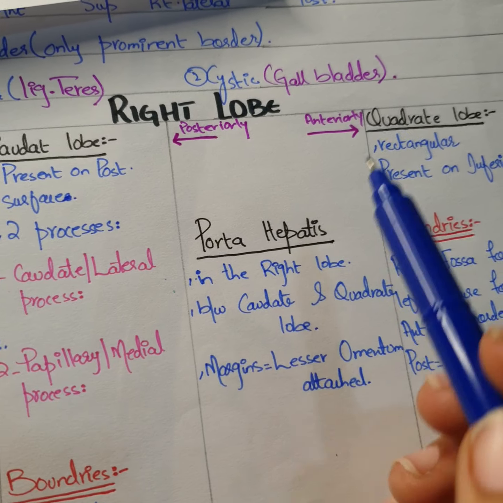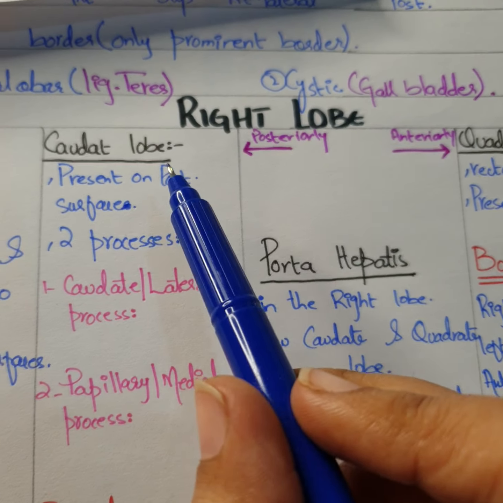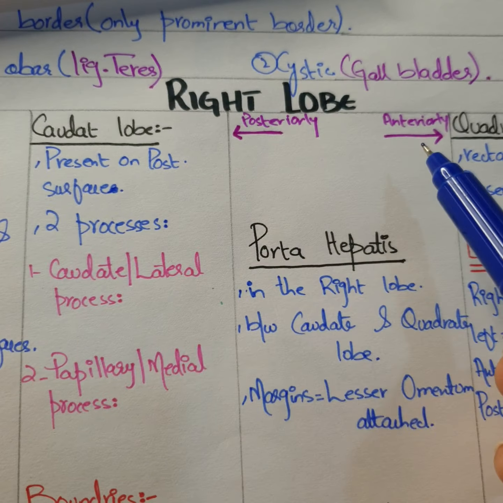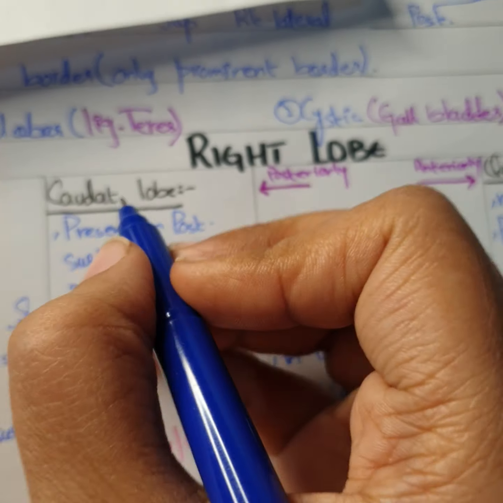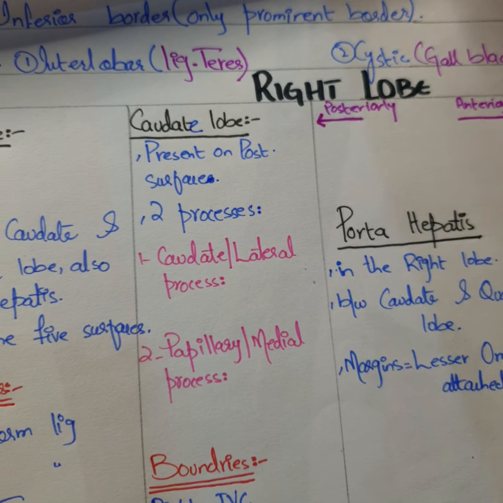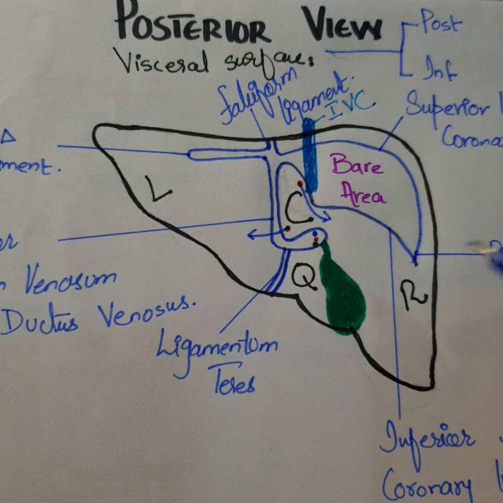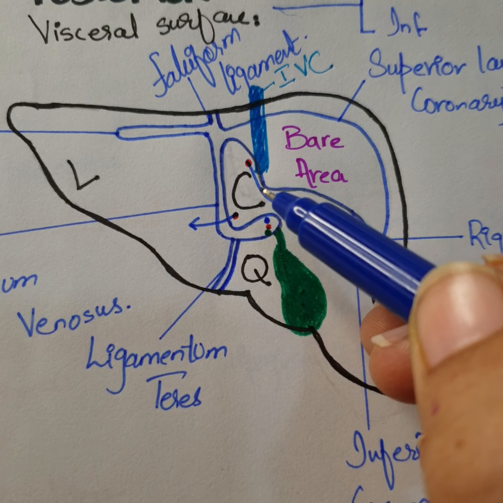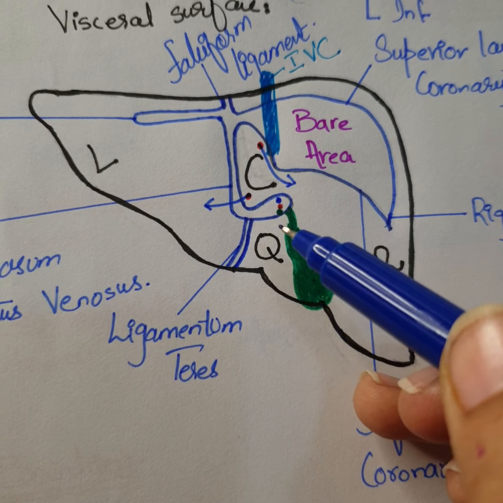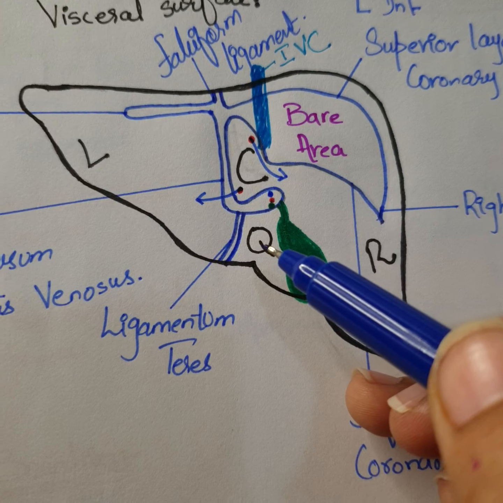You can see, posterior to the porta hepatis we have the caudate lobe, and anterior to the porta hepatis we have the quadrate lobe. That's the caudate lobe. Here you see that's the porta hepatis. Posterior to the porta hepatis we have the caudate lobe. Anterior to the porta hepatis we have the quadrate lobe.